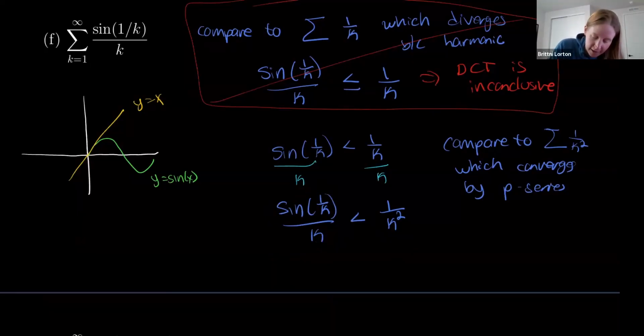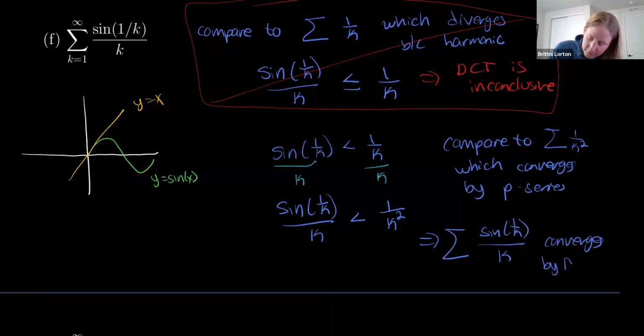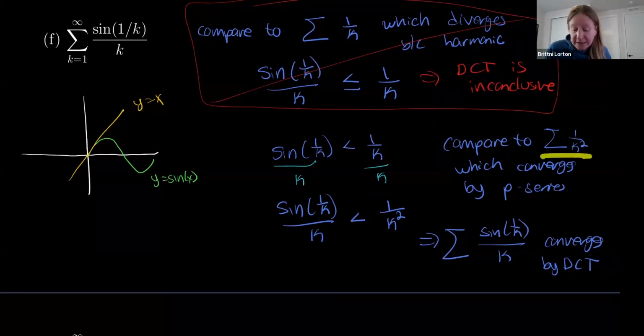So now I have my conclusion that the sum of sine of 1 over k converges by the direct comparison test. We just had to change what I was comparing it to. And sometimes that's another thing that will happen. Maybe your test is inconclusive. Maybe you want to try a different test, or maybe you want to try to compare it to something different than what was not working before.